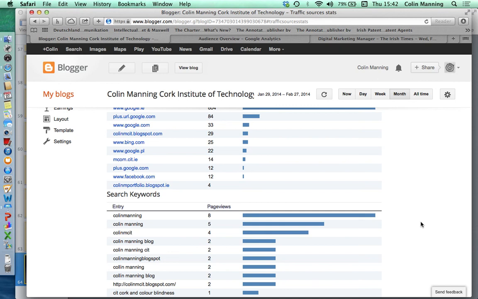So Colin Manning, all one word, Colin space Manning, Colin MCIT. You'd think if you could remember that, you could remember the .blogspot.com part. And you can see there. Okay. CIT Cork and colour blindness. Okay, there's a story there. I don't know what it is. I'm not colourblind, in case you were wondering.